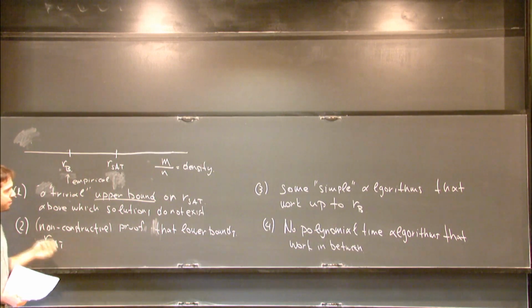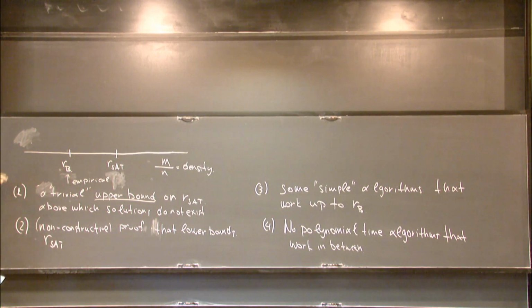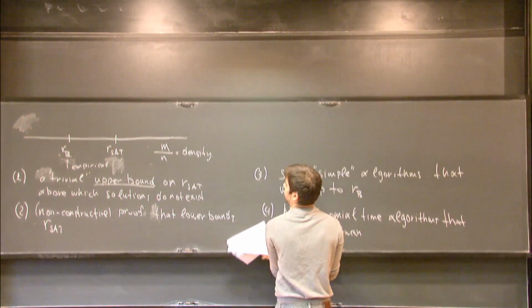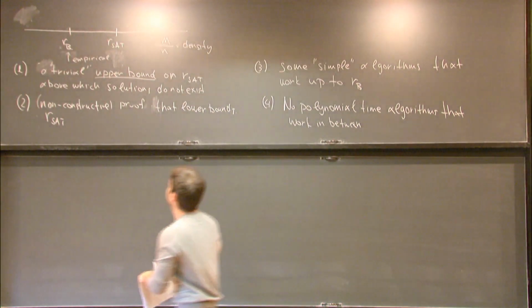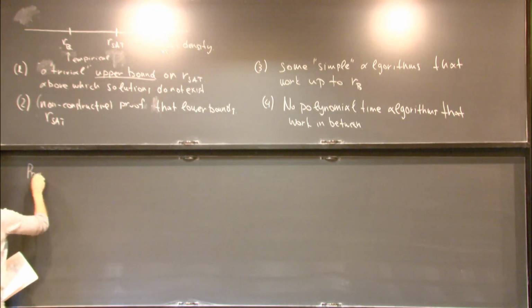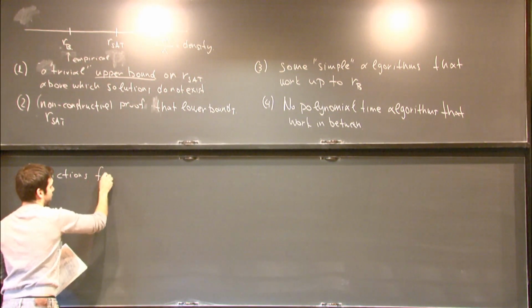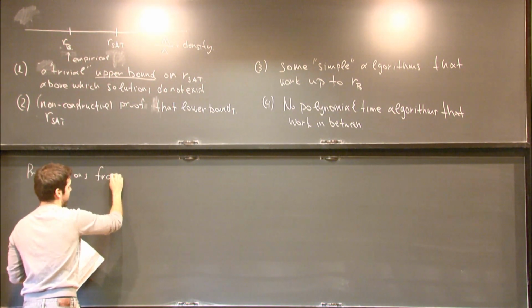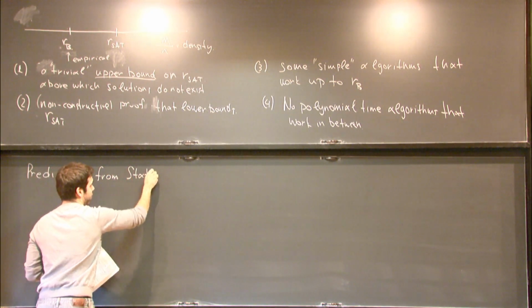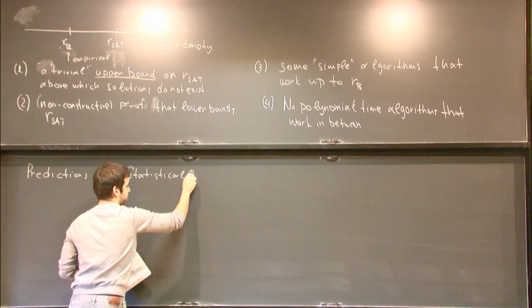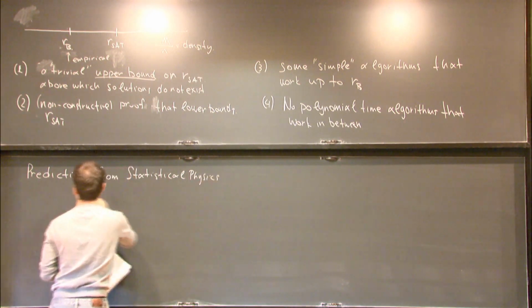Okay, so this is kind of the picture that it's true for many CSPs of interest, like KSAT, graph coloring, hypergraph coloring, and others. And it agrees. So actually, it agrees with some predictions that are non-rigorous, but actually turn out to be true, at least empirically, from statistical physics.